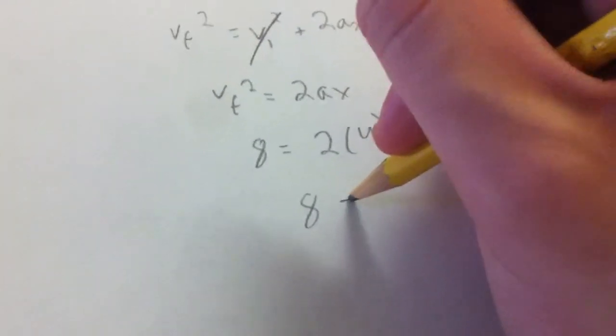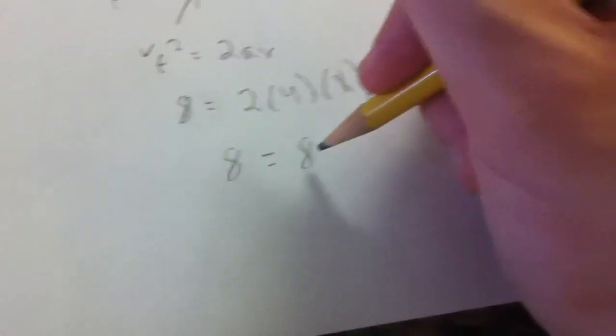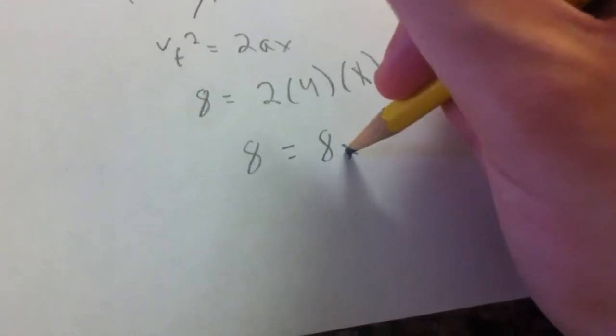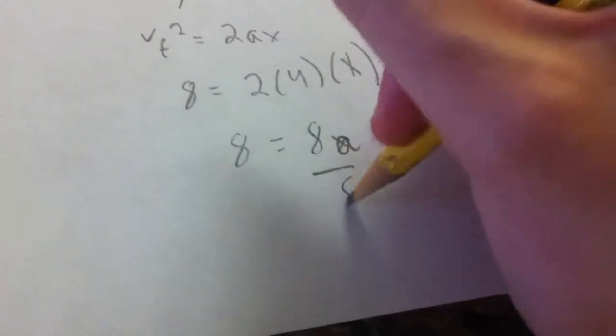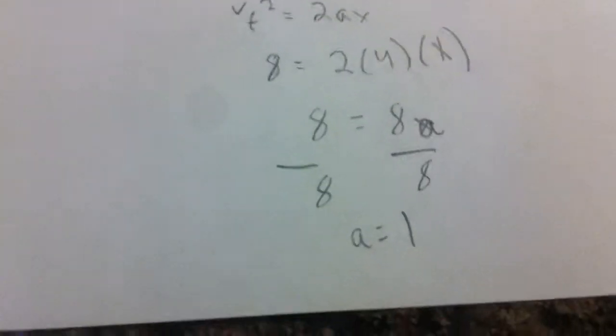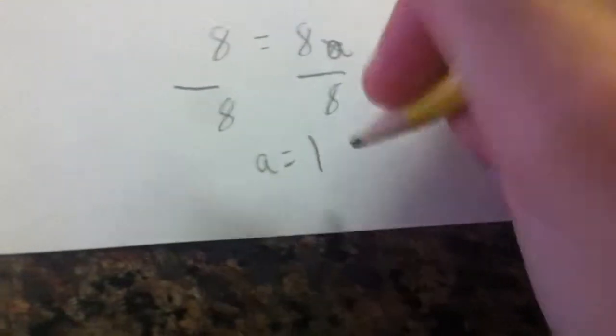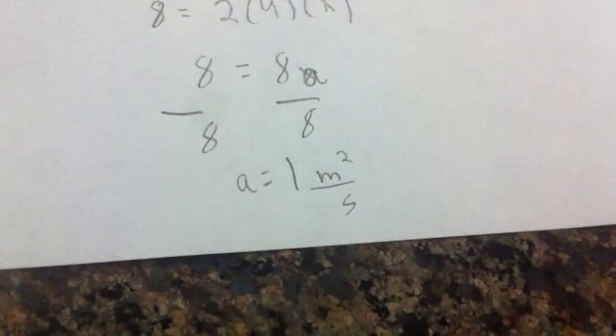So we have the final velocity of 8 meters per second squared equals 8a. I'll write that as a being the acceleration, and what else could it be besides 1? The acceleration for this system experiencing simple harmonic motion is 1 meter per second squared.